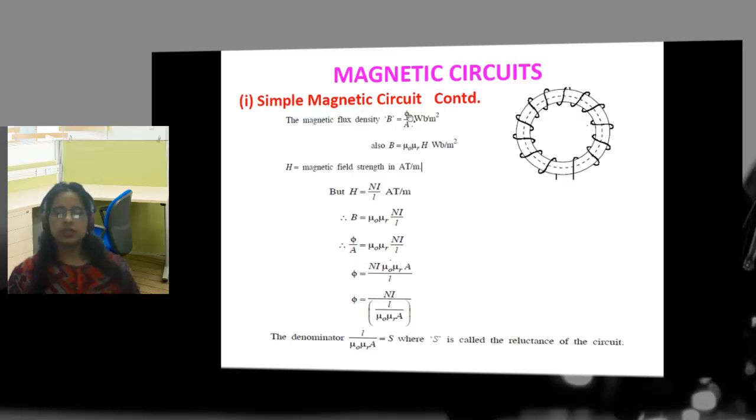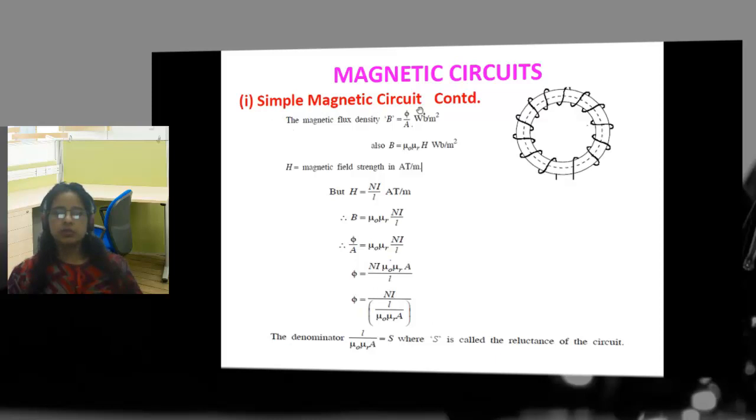The magnetic flux density B is phi by A. We all know, as I told in the previous lecture, B is equal to phi by A. Also B is equal to mu naught mu r H, and H is equal to Ni by L. Go to the previous slides, you will come to know. After replacing, phi is Ni by L by mu naught mu r A. This denominator is nothing but the reluctance.